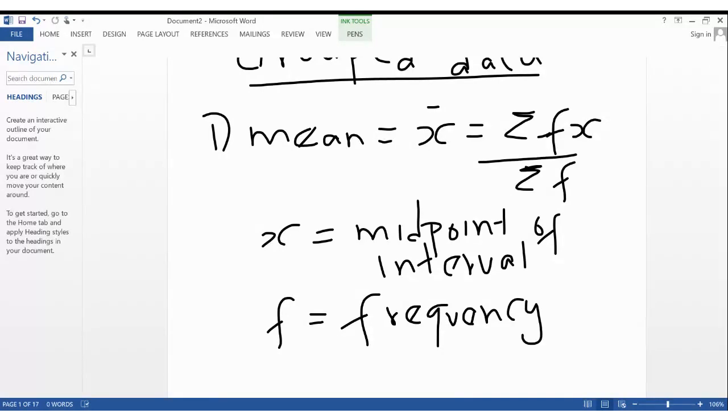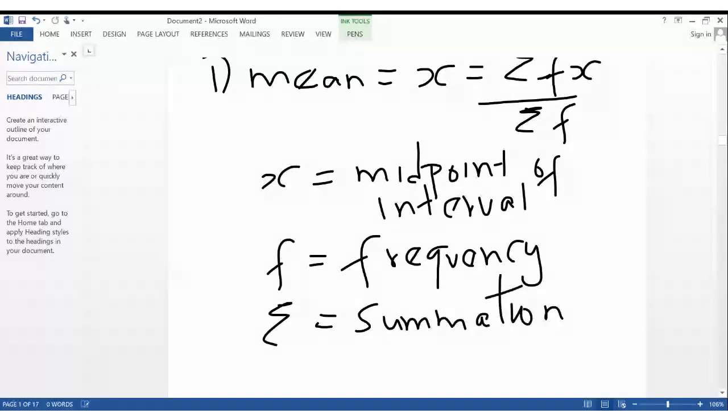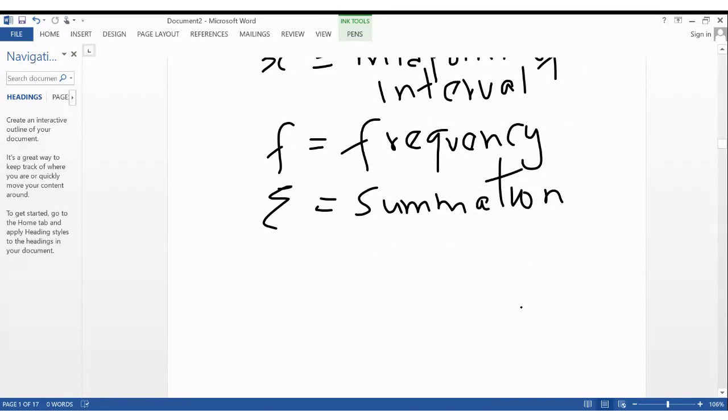The summation means what? You sum. So this one is a summation. You're supposed to sum up. So after you multiply f times x, you add all of them, and then you divide by summation of f. That's how the mean is given. Let's go now to the mode.